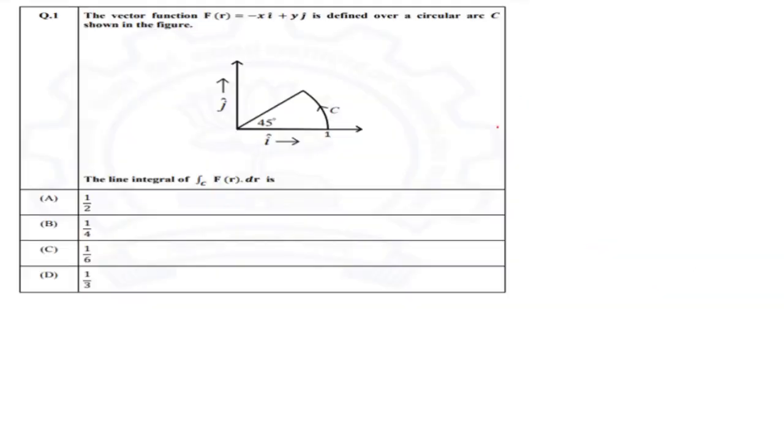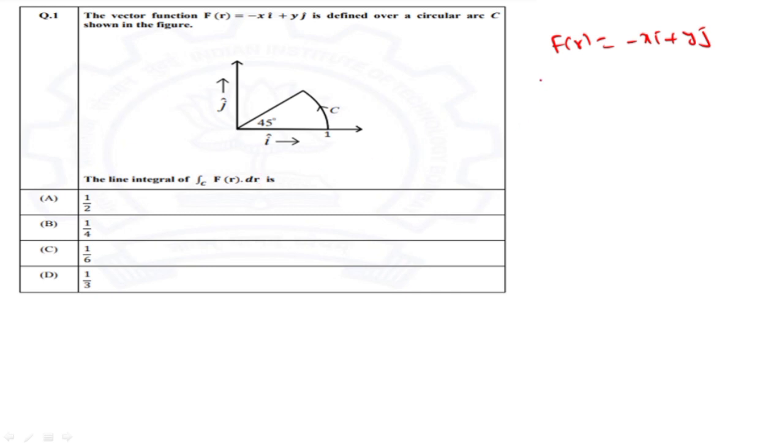Now we go for the vector function. f of r is minus x i bar plus y j bar, defined over a circular arc shown in the figure. Then find the line integral, okay. Integral over c of f bar dot dr bar.